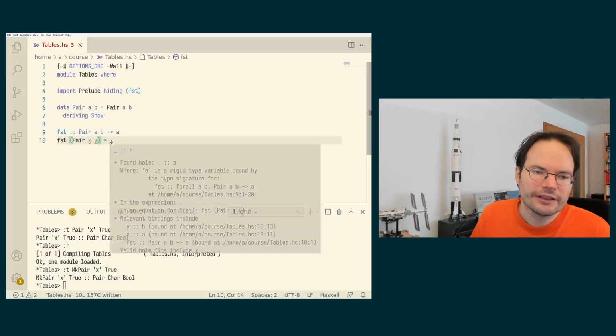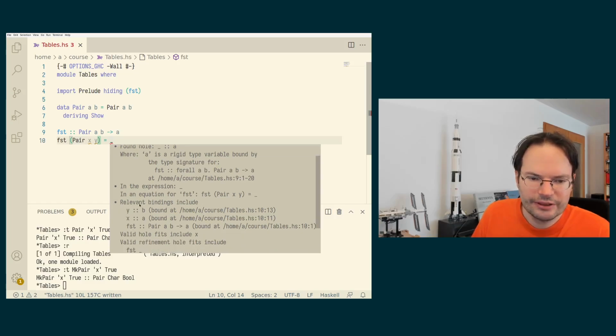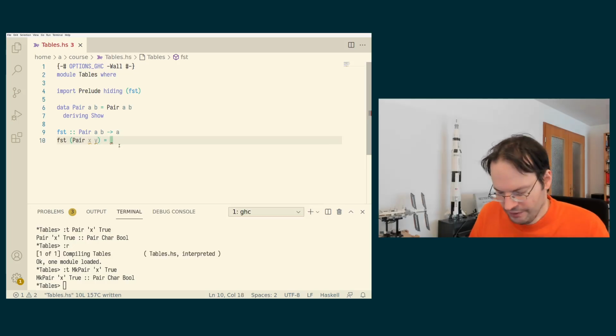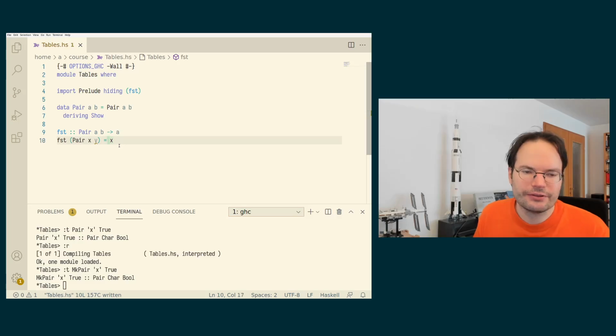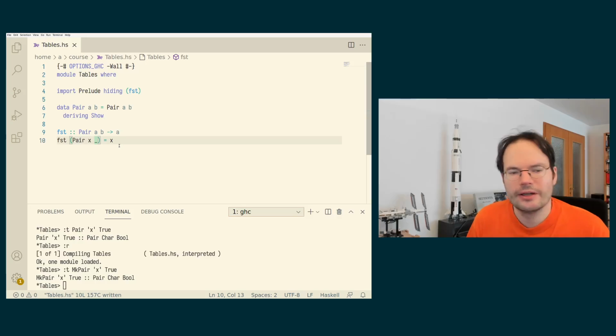And then if we look at the whole error message here on the right, we now see we have to produce something of type A because that's what the type signature says. And we get nicely listed here the relevant bindings that we have locally in scope, in particular, we have X, which is of type A, that is the first component of the pair, and Y, which is of type B. So now I can just write X in order to get the first component out, and I can write an underscore for the Y because that I actually want to discard.